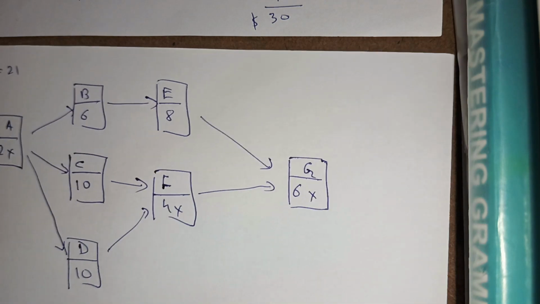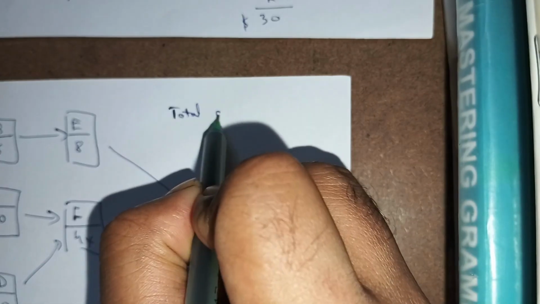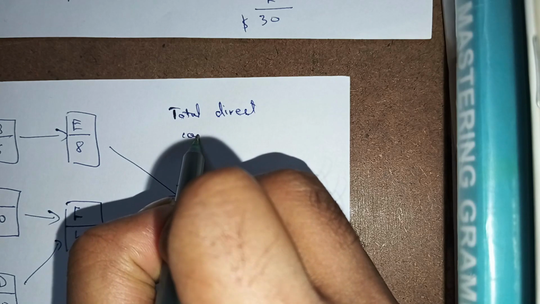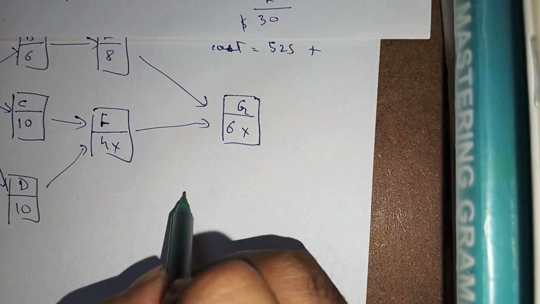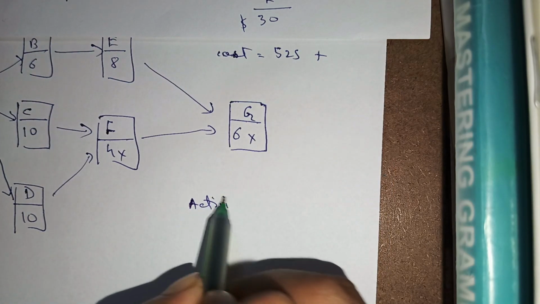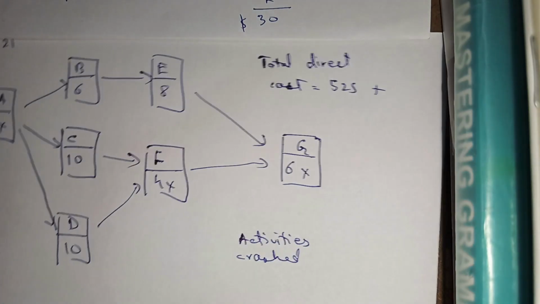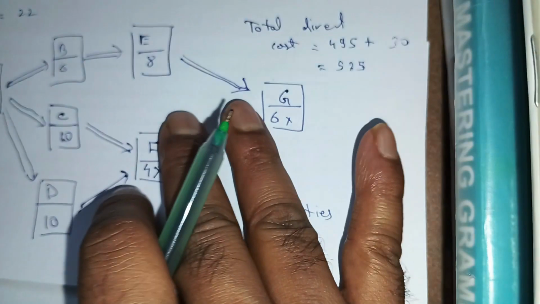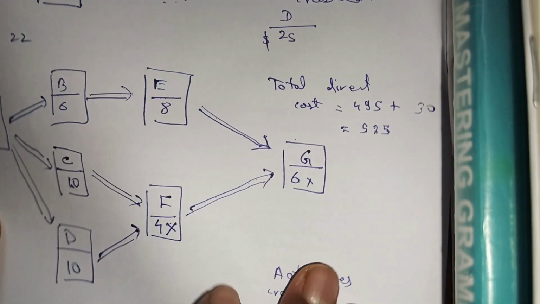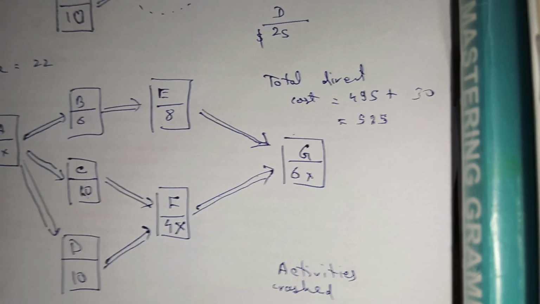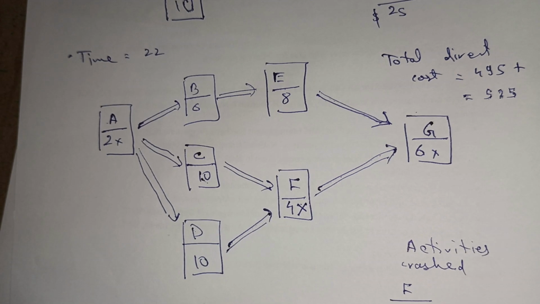Now since all paths are the longest paths, so again we will try to create the template. Total direct cost is equal to 525 plus something, and the activities crashed, this will be, we'll see. Okay, so let's look at this diagram only. I think this is slightly better.